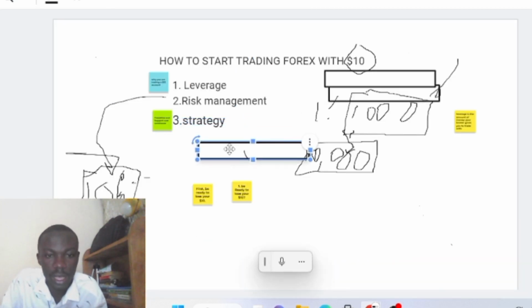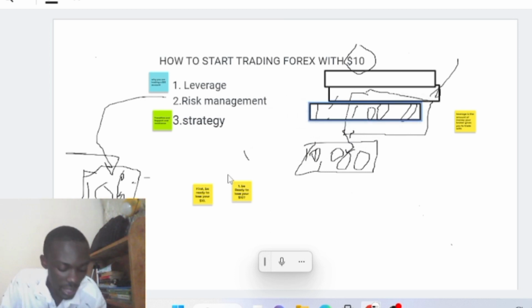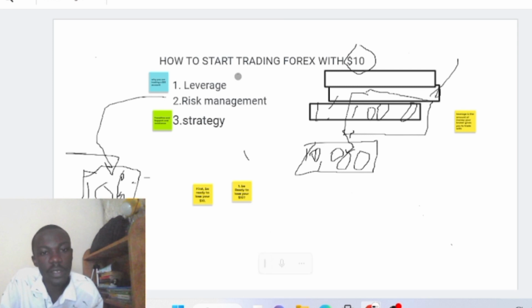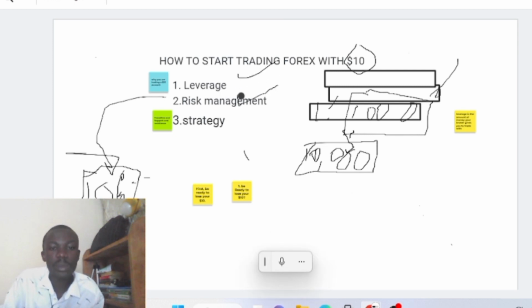The third thing, you need a strategy. So these are the three things that you are going to need to trade your $10 account. The first, you need leverage. The second, you need risk management. Leverage, we have said 1 to 1,000. Risk management, we have said you are going to use a lot size of 0.01, and you are going to put your stop loss at 10 pips.